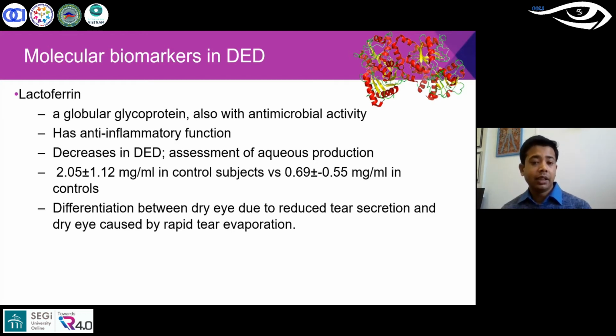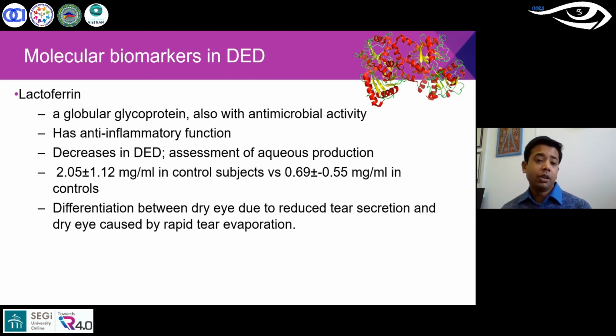It has anti-inflammatory functions, and it decreases in dry eye disease, so it is an assessment of aqueous production. Now, when I look at the research papers, they looked at around 2 milligrams per ml in control subjects. When it's looking at dry eye disease, it's actually reduced to 0.69, which is around 0.7. I think it's a typo here. It should be dry eye patients.